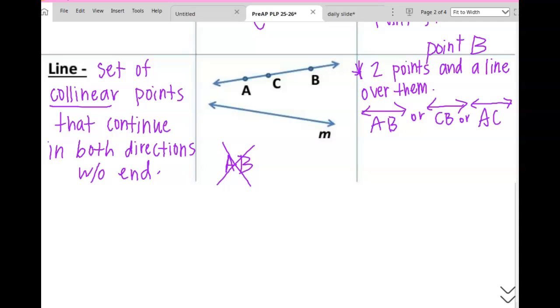The second way to name it is with the word line and the lowercase letter. So this would be line m, because line m doesn't have any points. I mean, it has points, but do I know their names? No, so I can't name them with points. So sometimes you'll have points, sometimes you'll have a lowercase letter for the label.